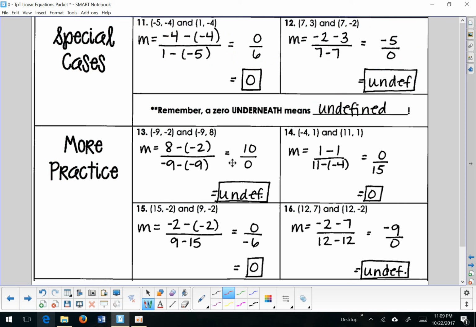Okay, don't forget, you cannot stop here. You must keep going, right? From here, you must keep going. So if you have this answer, you have to interpret it that you can't divide by 0, undefined. A 0 in the numerator is okay, a 0 in the denominator is not okay. And it's up to you to interpret that correctly.